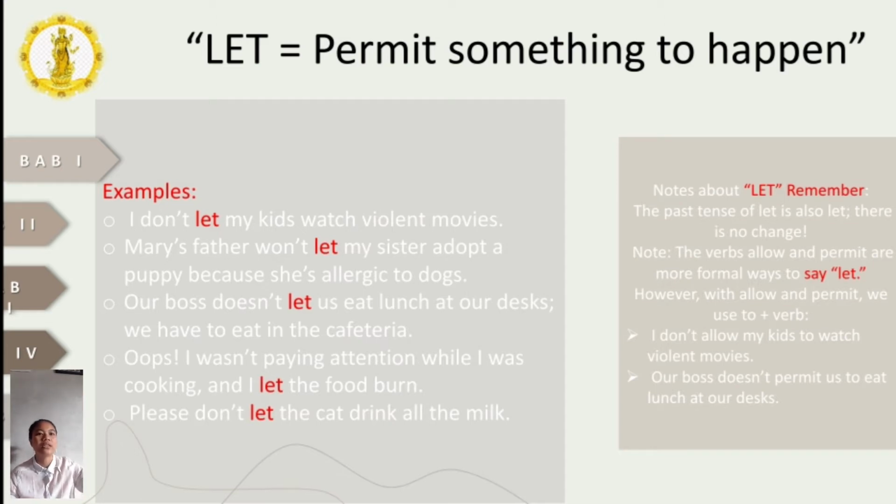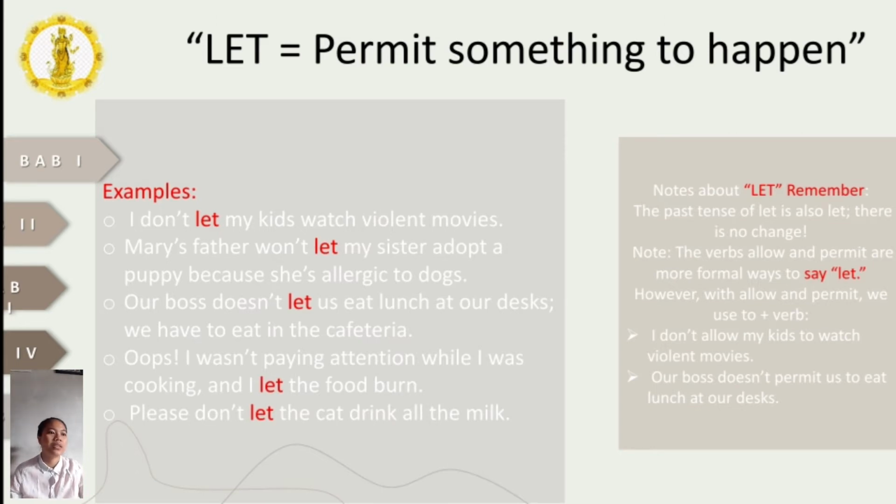So you can see the red word, that's the let, used to permit something to happen. And then notes about let: remember the past tense of let is also let, there is no change.